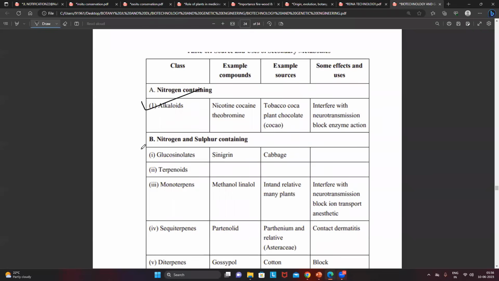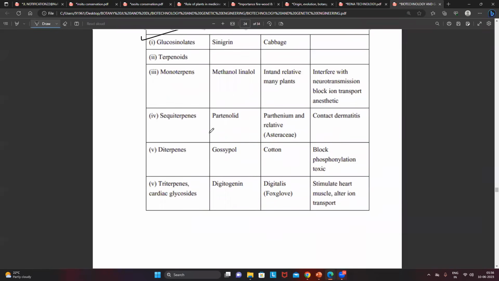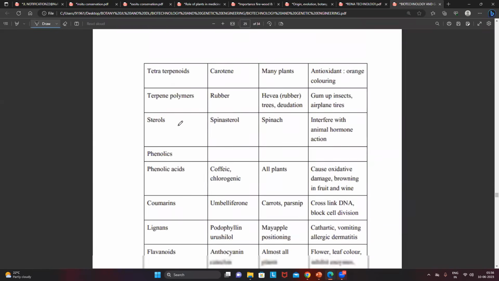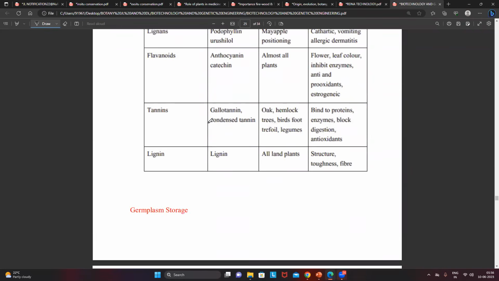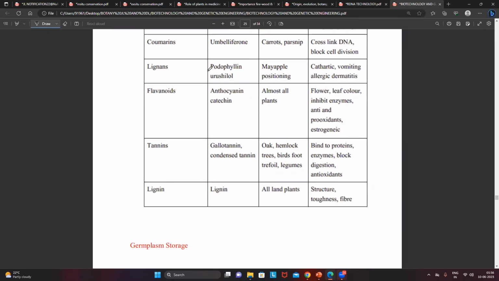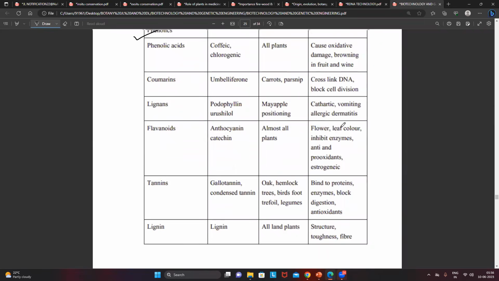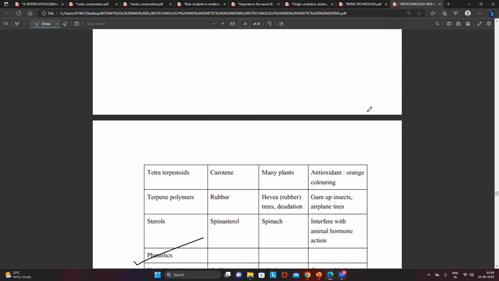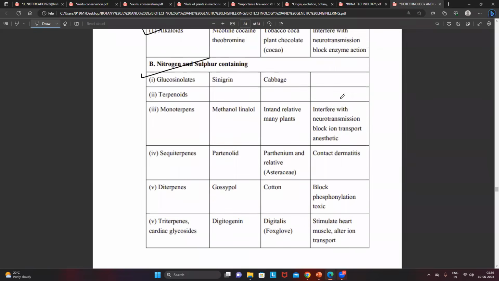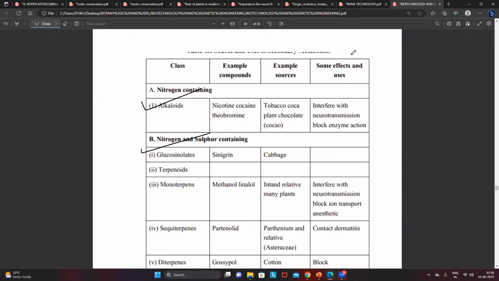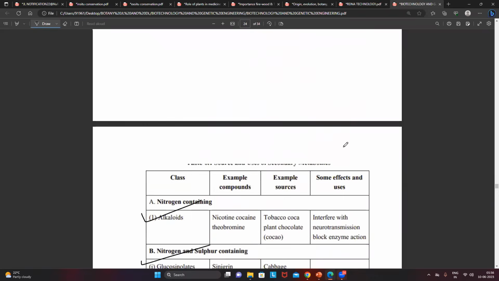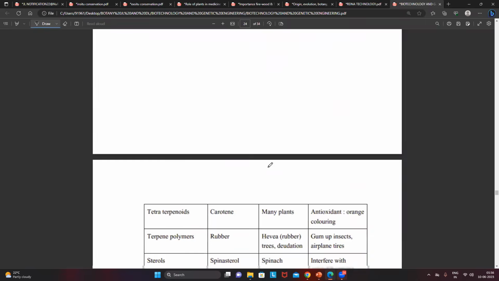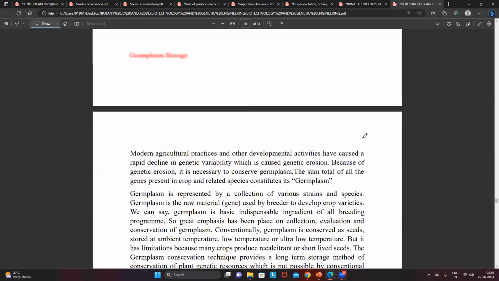Most important are nitrogen containing, sulfur containing, and phenol containing metabolites. I want you to remember these compulsorily, especially for the exam. You have to remember the uses, because you are going to get the question only from the uses. Never ever miss the secondary metabolites. It's very, very, very important.